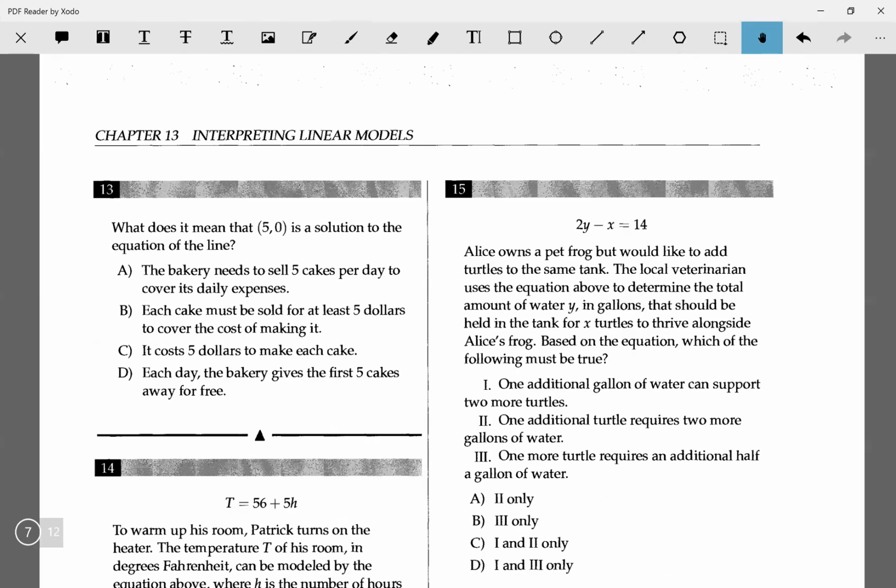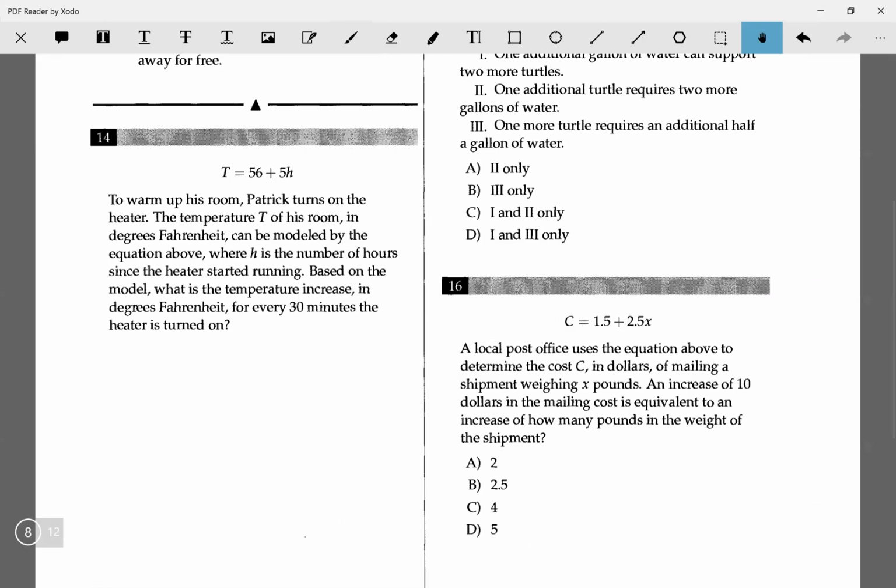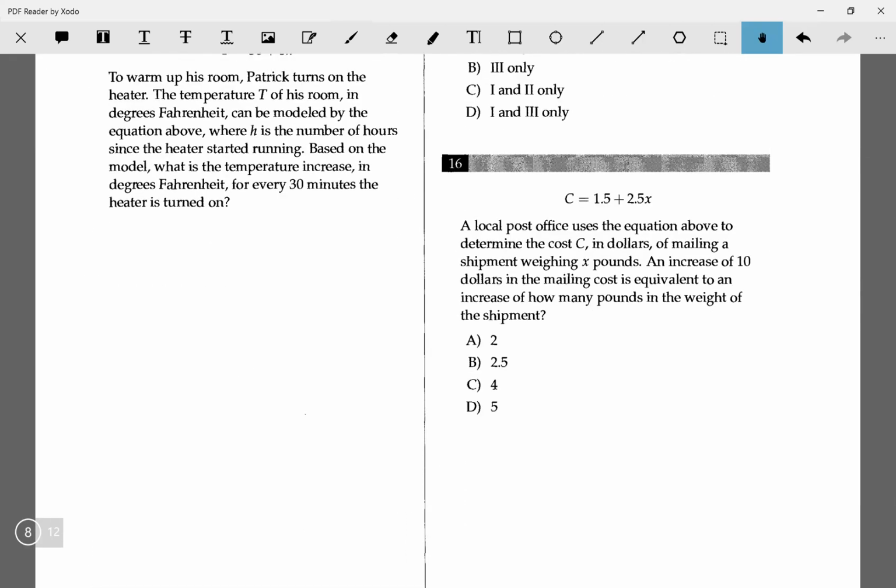Okay, fine. I'm going to go over number 16. A local post office uses the equation above to determine the cost C in dollars of mailing a shipment weighing x pounds. So I'll put this into y equals mx plus b: C equals 1.5x plus 1.5. An increase of $10 in the mailing cost is equivalent to an increase of how many pounds in the weight of the shipment? Increasing the weight is not going to affect the base amount, the 1.5, because you pay the 1.5 no matter what.